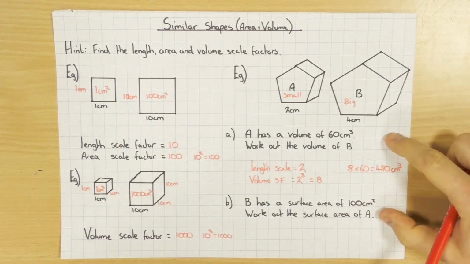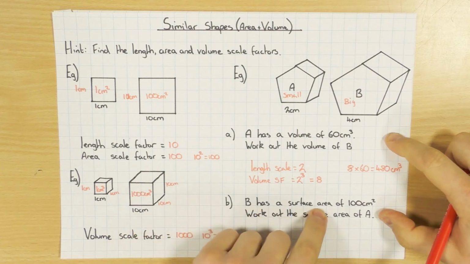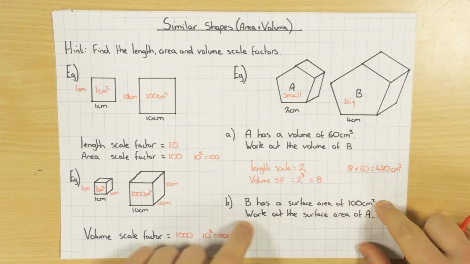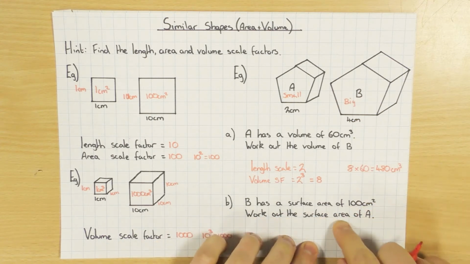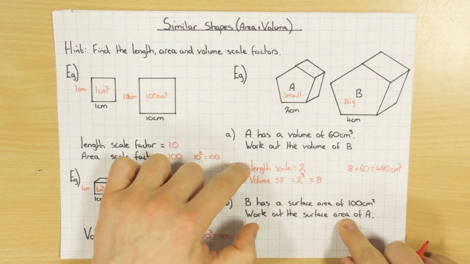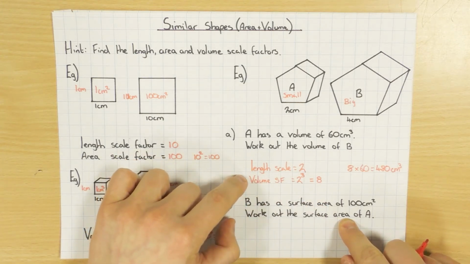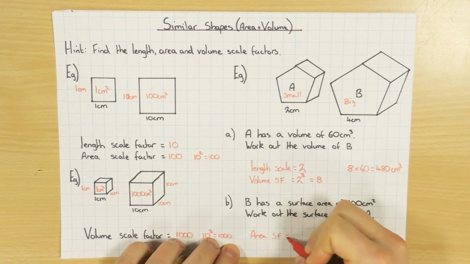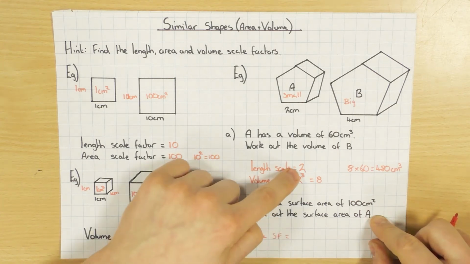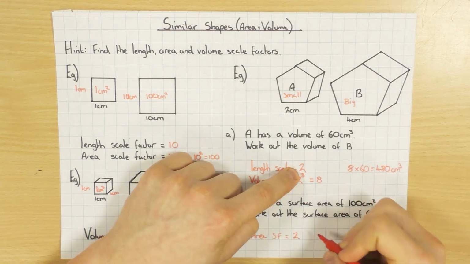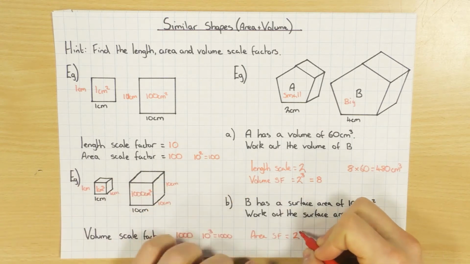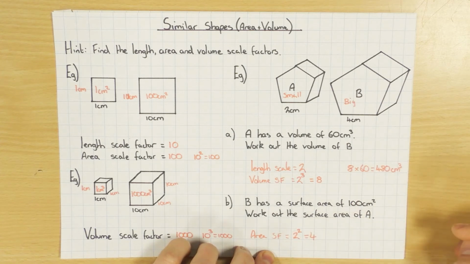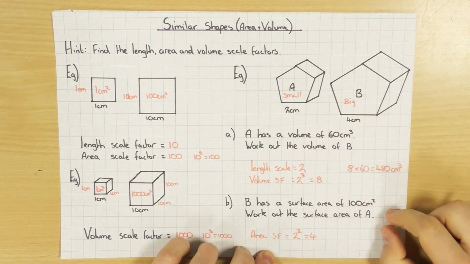Okay. Part B, it says B has a surface area. So this shape here has a surface area of 100 centimetres squared. Work out the surface area of A. So this one is dealing with area, so I can't use those scale factors. I need to work out the area scale factor. And just like I said here, if you know the length scale factor, which is 2, to get the area scale factor, just square it. So 2 squared, so 2 times 2 is 4. So the area scale factor for this particular example is 4.